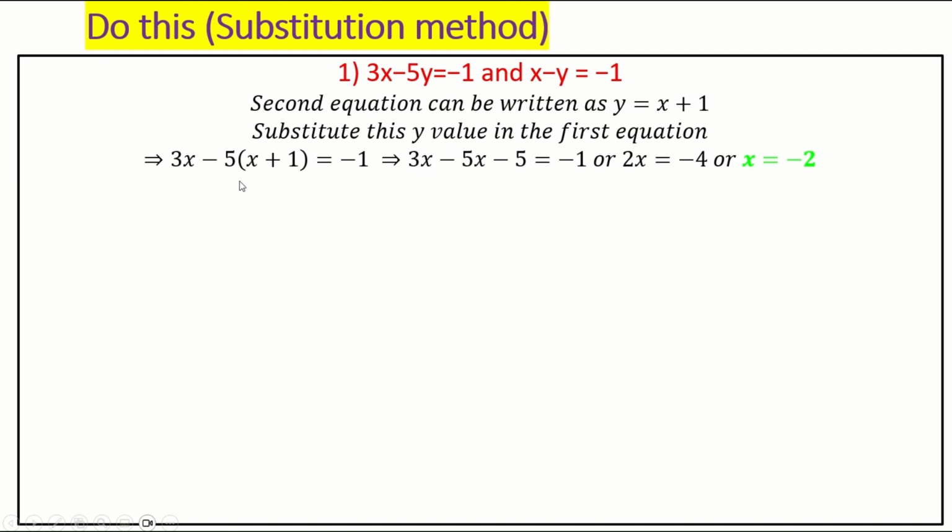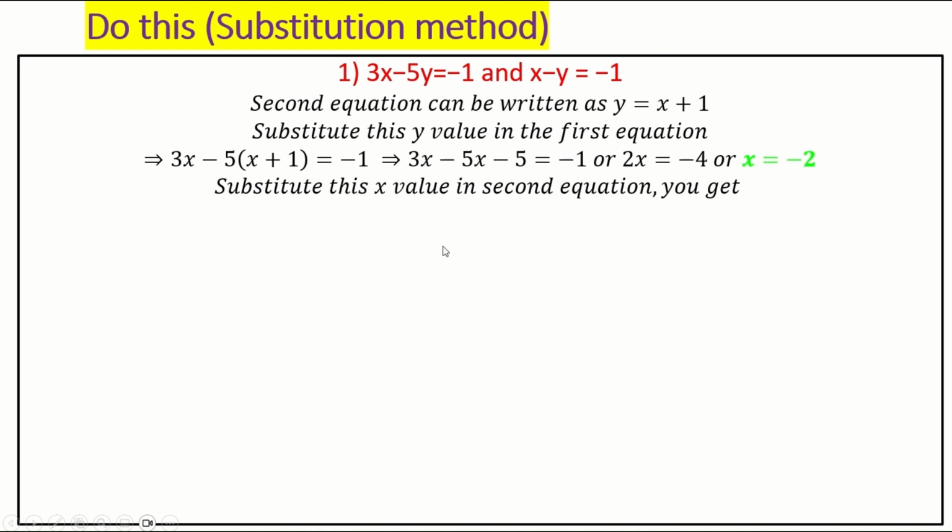What you will get is 3x minus 5 into x plus 1 equal to minus 1. That is 3x minus 5x minus 5 equal to minus 1, or 2x. Okay, this is minus, so it goes to other side. Minus 1 comes to this side. So 2x equal to minus 4 or x equal to minus 2.